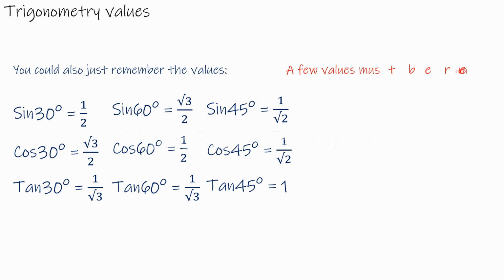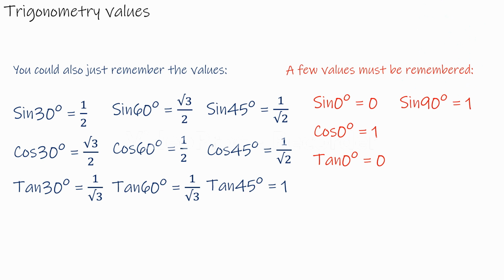Now, there are a few values that you need to remember, whether you know the triangles or not, as they simply don't work within those triangles. So, this is sine 0, which is 0, cos 0, which is 1, and tan 0, which is also 0. On top of this, you need to know that sine 90 is 1, and cos 90 is 0. You'll notice that tan 90 isn't on here, and that's because tan 90 is undefined.